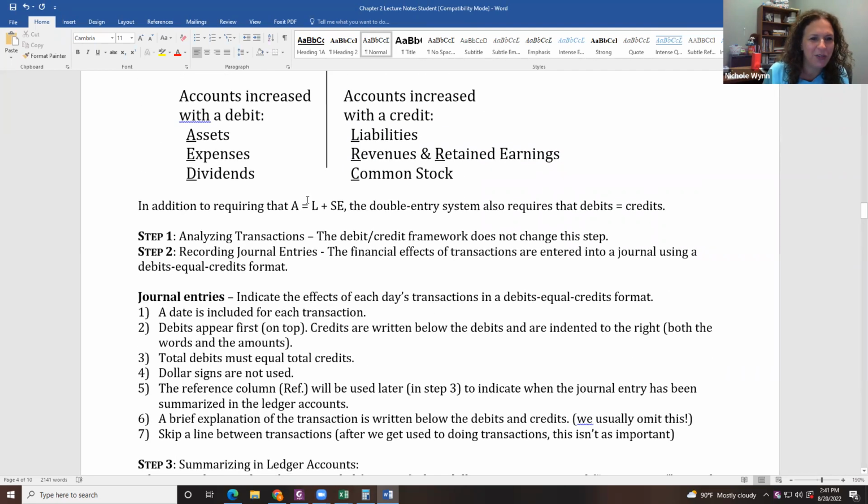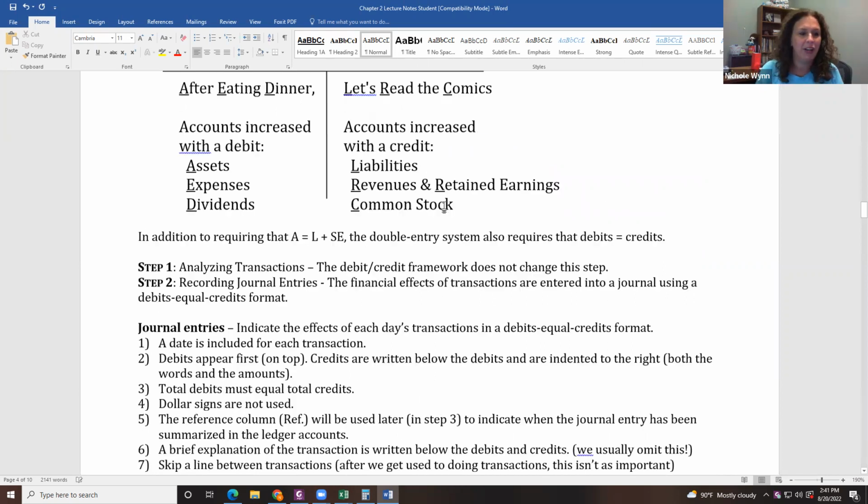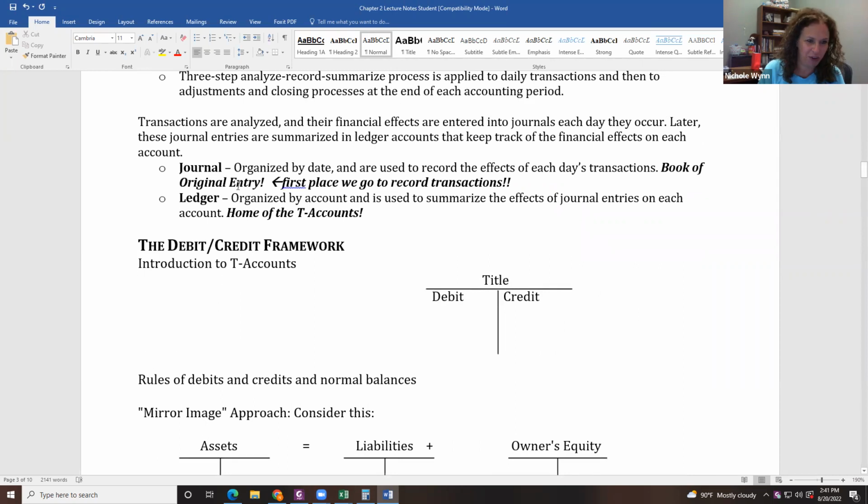So what we're going to learn how to do is record transactions in the journal and the ledger. I mentioned up here that the journal is the book of original entry and the ledger is the home of the T accounts. This is such an important chapter. Oh my goodness, it's so important.